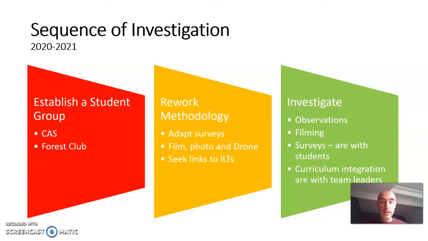We've reworked the methodology, we've adapted the surveys, and we've developed a primary targeted survey as well. We've tested drone footage to see how we can do that without distracting play. We've made contact with key teachers to see how it can be linked into ILTs. We've also started observations, so you might have seen students and us outside on Wednesday afternoons and at different breaks and lunchtimes, observing play. We've filmed some play. We've sent out surveys to secondary and I think are planning to this week with primary. The curriculum aspects are with team leaders at the moment.